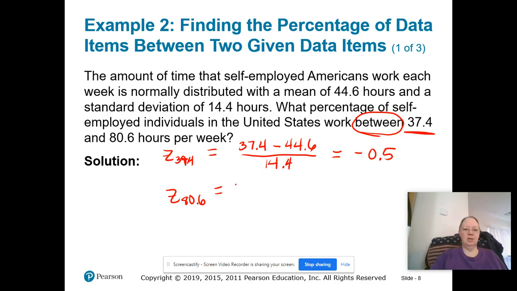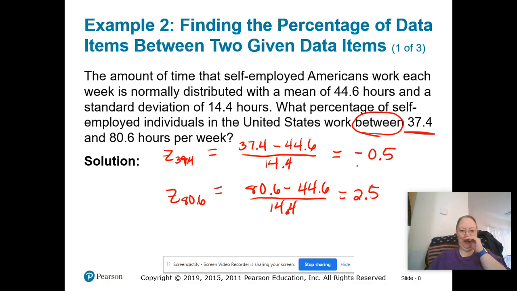And 80.6, what was the mean? 44.6. And the standard deviation, 14.4. I don't know if you can see that's a decimal point. So we get 2.5. All right. So then we're going to take these z-scores and figure out the percentile based on a table that will be given to you.